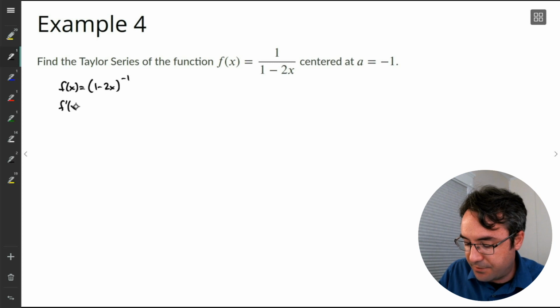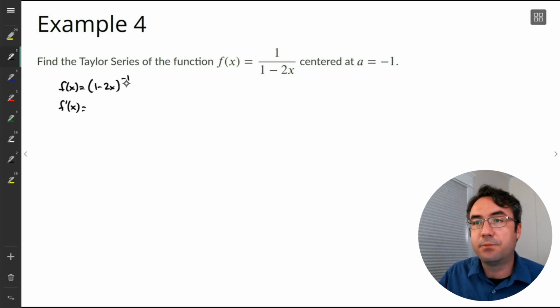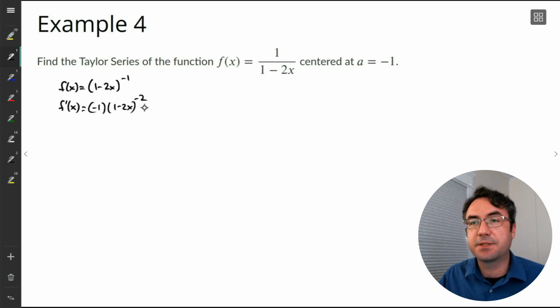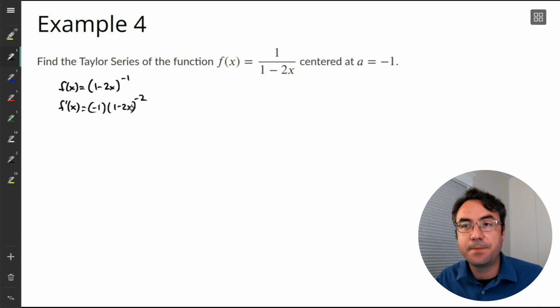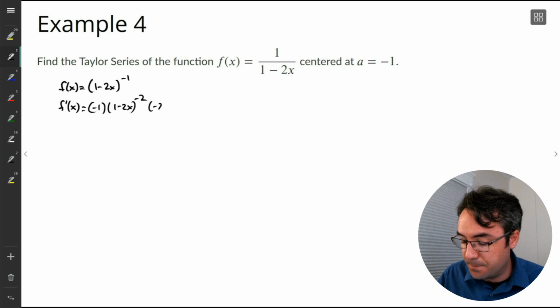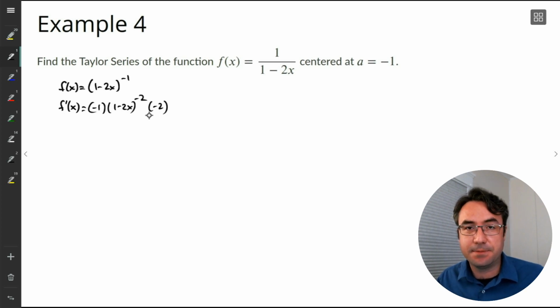So f prime, what's f prime? Well, power rule, bring down the -1, put it in front, keep what we have inside the parentheses the same, subtract 1 in the exponent, so it takes us down to -2. Now we have some extra stuff here inside the parentheses, so chain rule applies. So we differentiate what's inside the parentheses, we get -2, we multiply that on at the end. So we're doing the general power rule here, or really a special case of the chain rule.